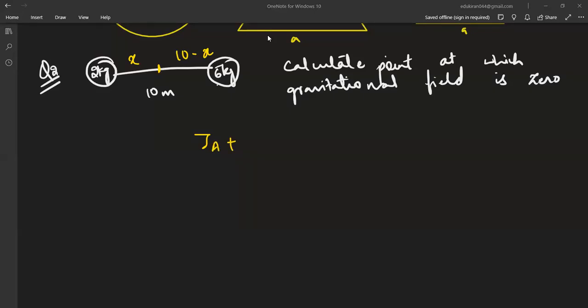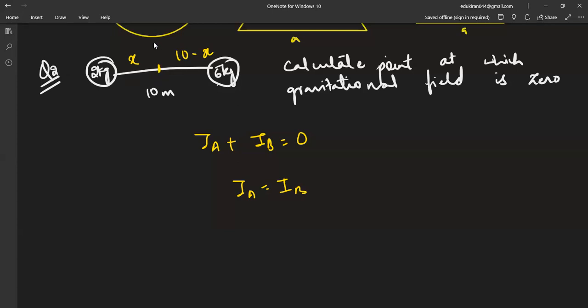No, Abdullah. No, no. Check the calculations once again. Okay, yes, yes, please check Abdullah. So IA plus IB is 0. IA is basically equal to IB, then only they are able to cancel each other, and at this particular point you are getting gravitational field as 0.